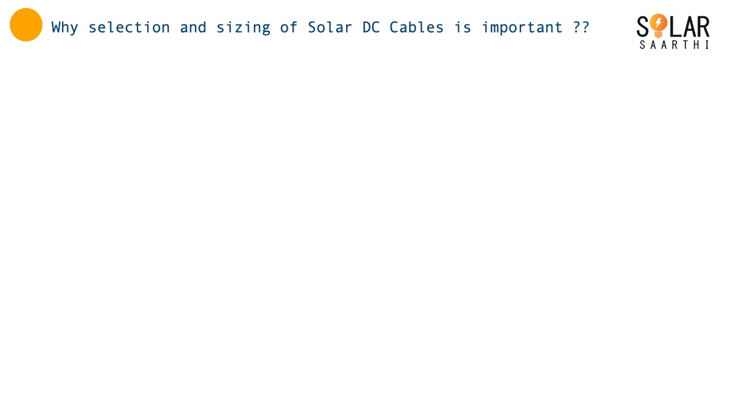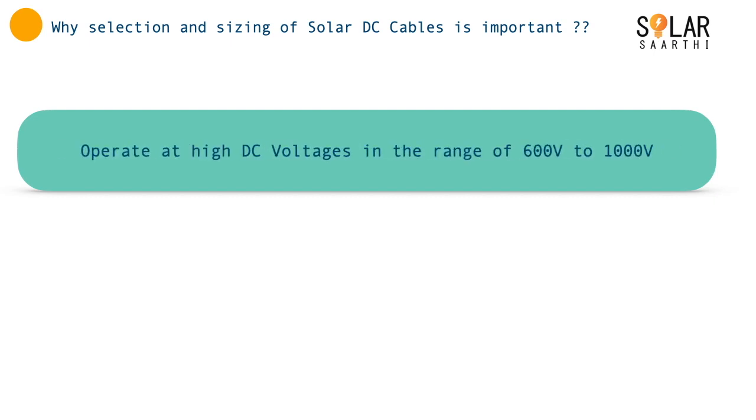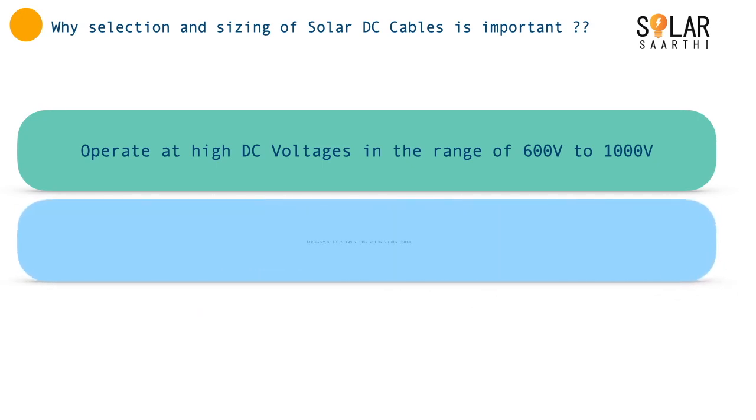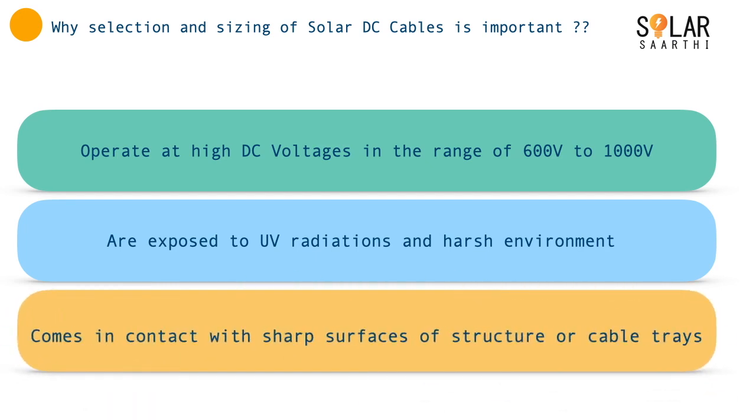The selection and sizing of the DC cables is important because these cables operate at very high DC voltages in the range of 600 volts to 1000 volts. These DC cables are exposed to UV radiation and very harsh environments. The DC cables also come in contact with the sharp edges of the structure or the cable trays.